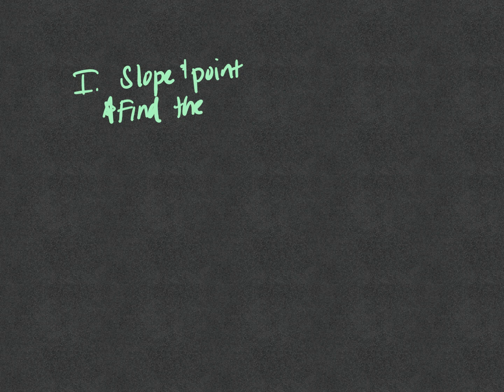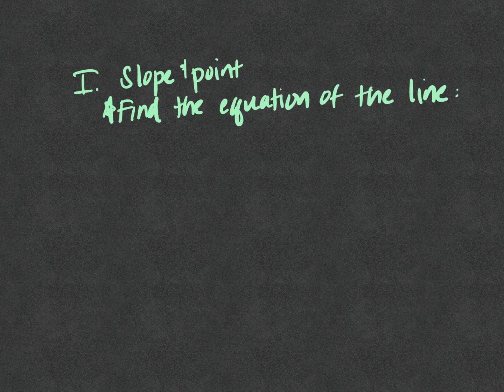Number one, let's start with when we're given a slope and a point. So given a slope and a point, let's find the equation of the line. The directions say find the equation of the line for each of these. Now, you should always read the directions because they tell you what to do. So when you look at these problems, read the directions before you start.